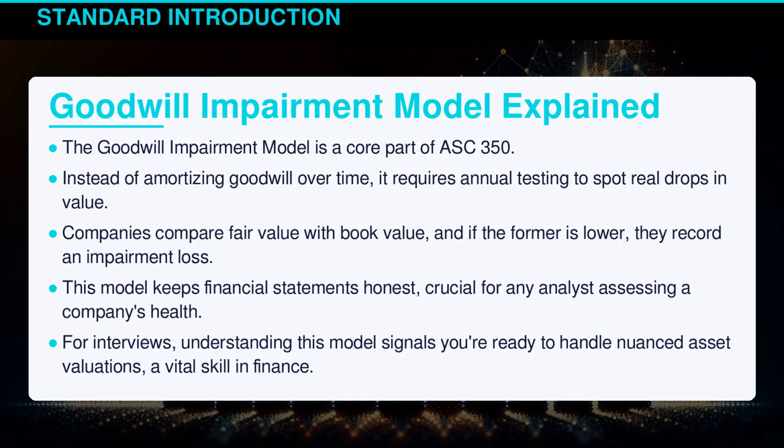The goodwill impairment model is a core part of ASC 350. Instead of amortizing goodwill over time, it requires annual testing to spot real drops in value. Companies compare fair value with book value, and if the former is lower, they record an impairment loss. This model keeps financial statements honest, crucial for any analyst assessing a company's health. For interviews, understanding this model signals you're ready to handle nuanced asset valuations, a vital skill in finance.